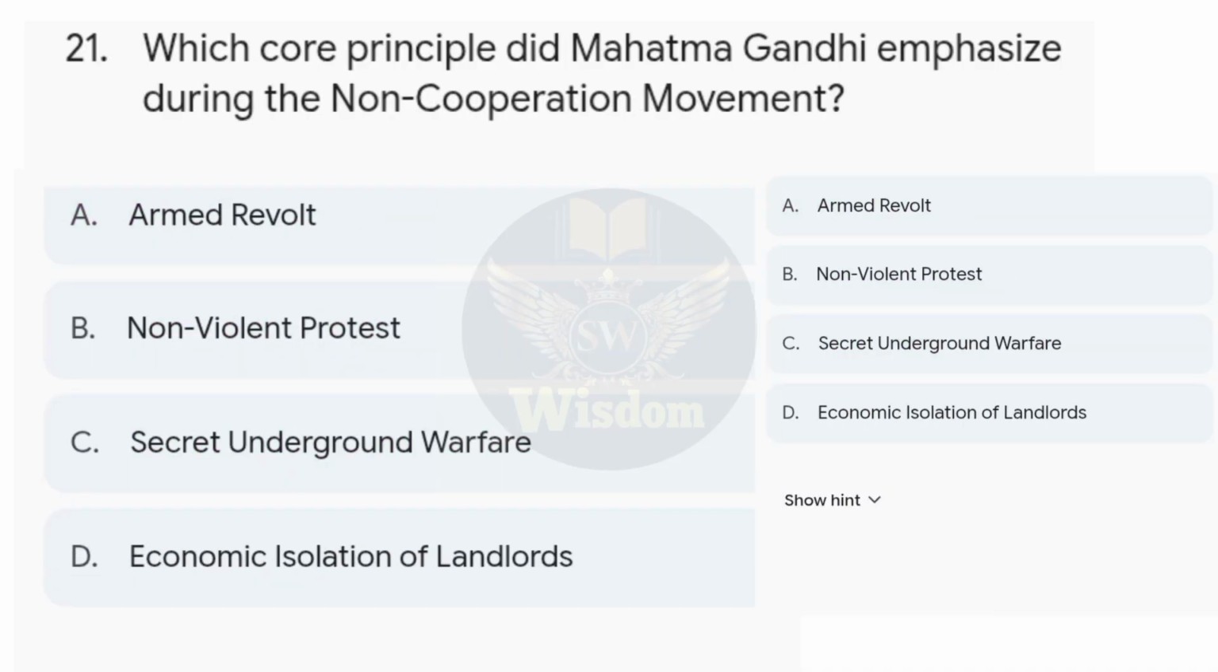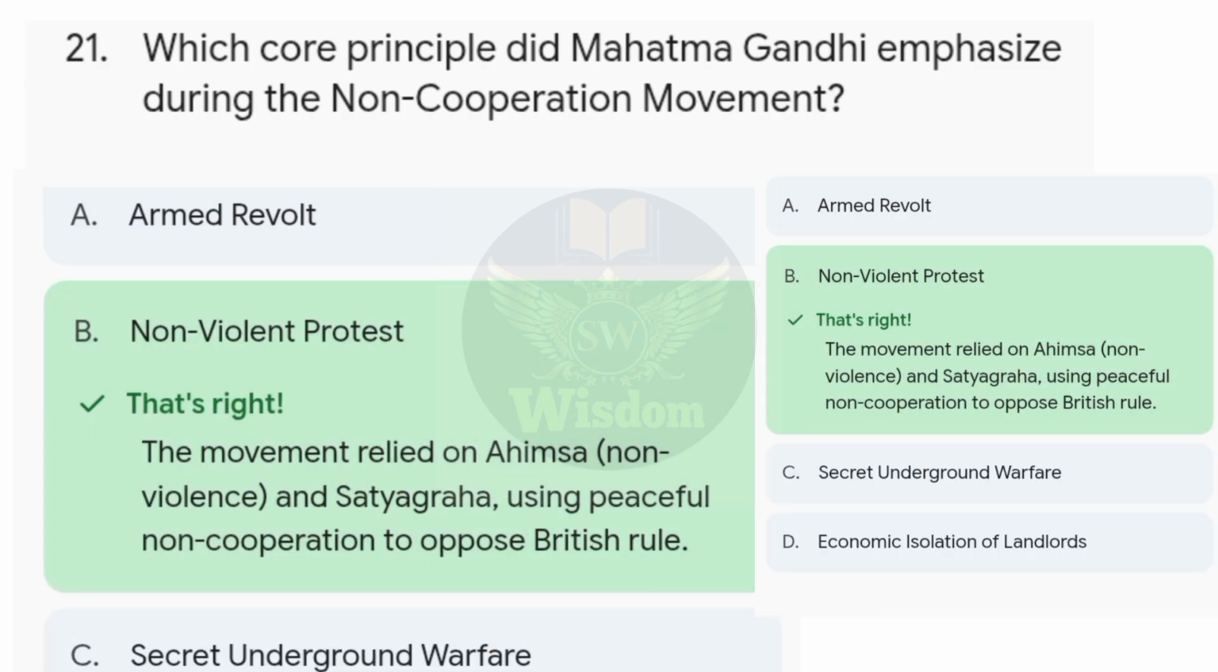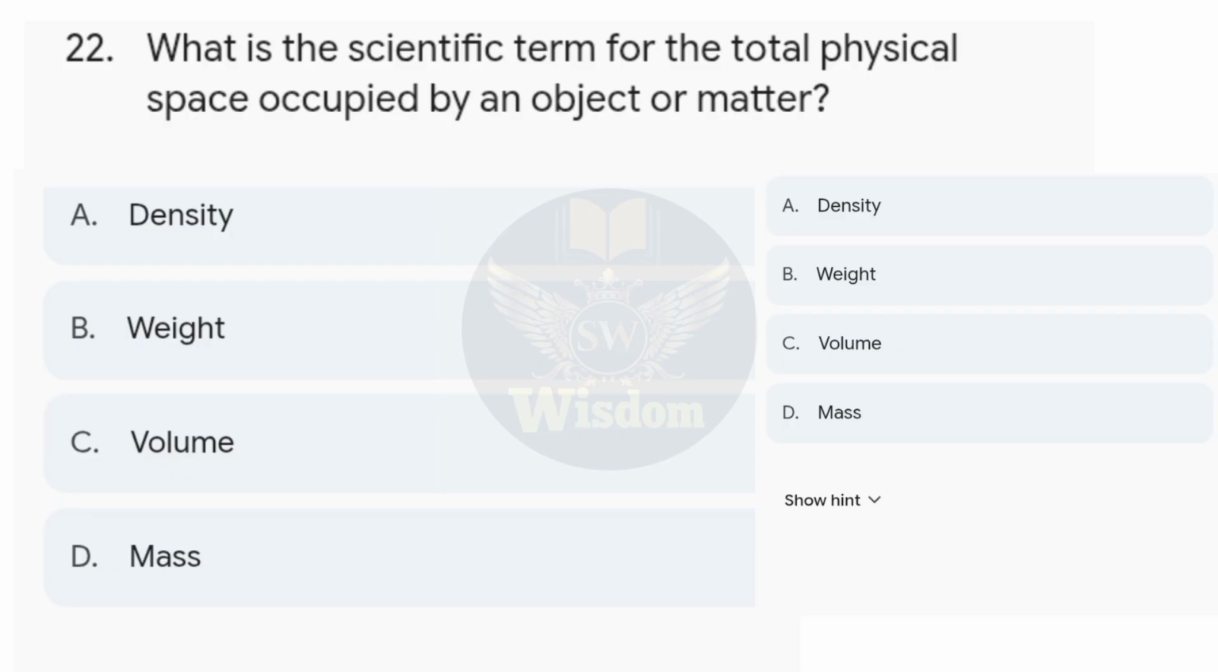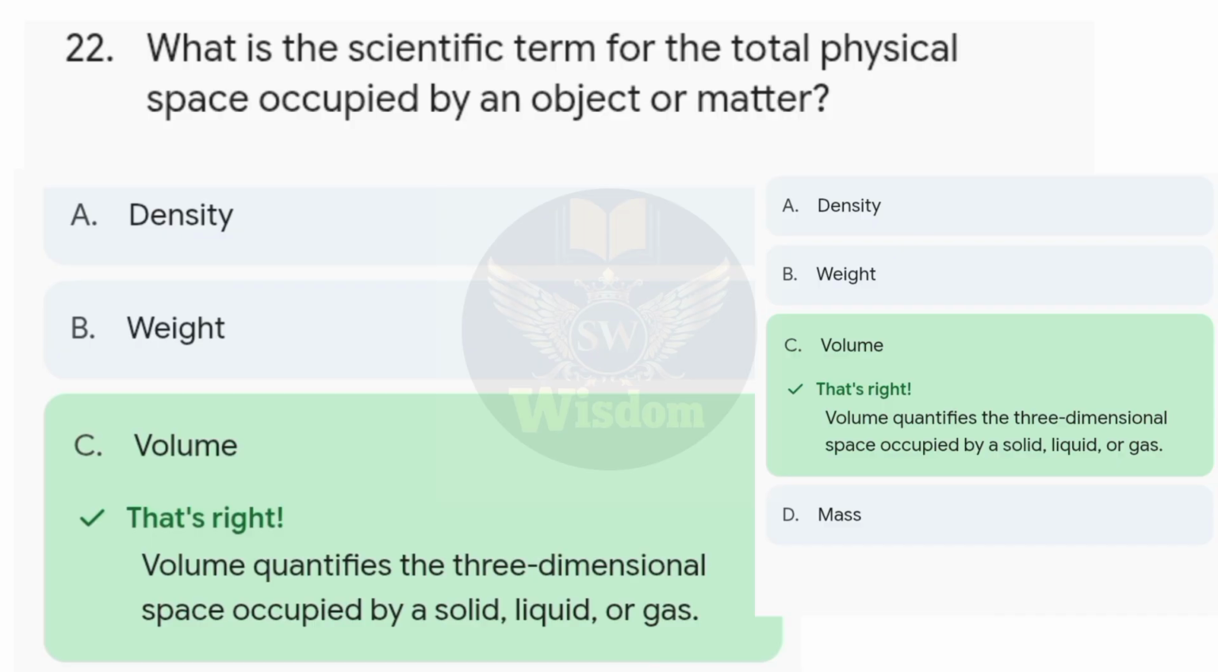Next question. Which core principle did Mahatma Gandhi emphasize during the non-cooperation movement? The correct answer is option B, non-violent protest. Next question. What is the scientific term for the total physical space occupied by an object or matter? The correct answer is option C, volume.